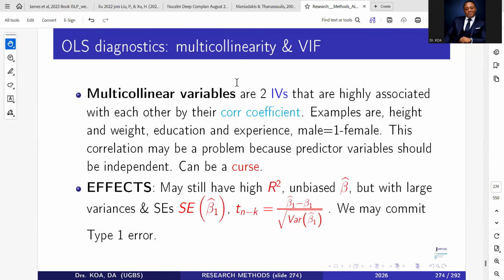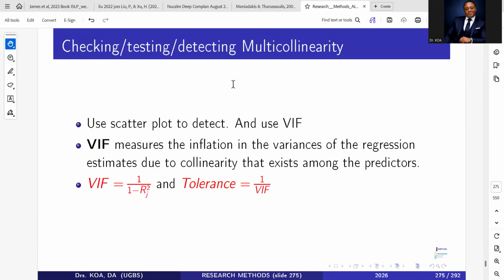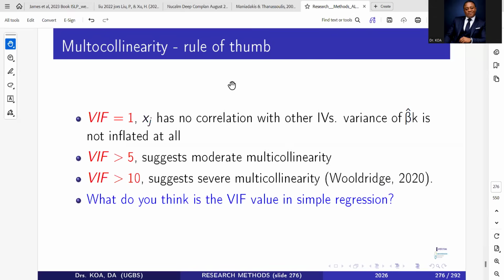Now, the first point I want you to take note of is that for dummy variables, there is no need to check the collinearity or the multicollinearity of dummy variables. Write it down. There is no need to check the collinearity or multicollinearity of dummy variables. And I want you to go and find out why. Go and find out why.